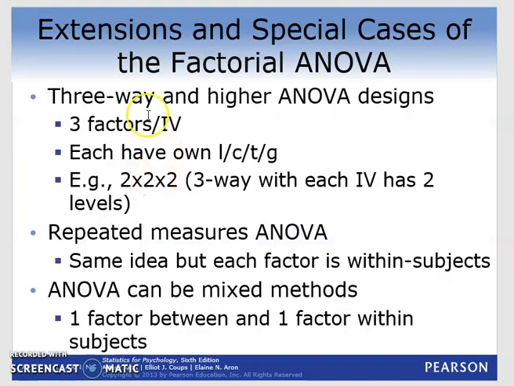There are also ways to get way more complex within the two-way ANOVA. So there can be a three-way ANOVA. Again, a 2x2x2 is a three-way, each one having two levels. There's also completely repeated measures ANOVA, or all within subjects. There's also the mixed, where you have one between subjects and one within subjects.